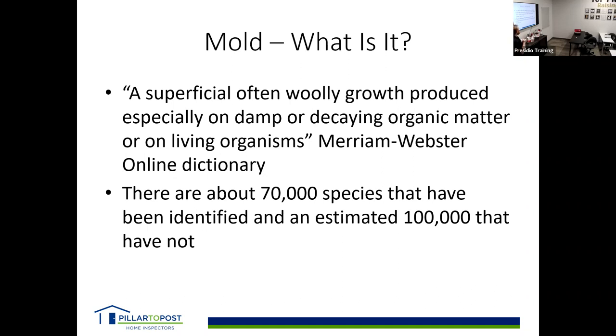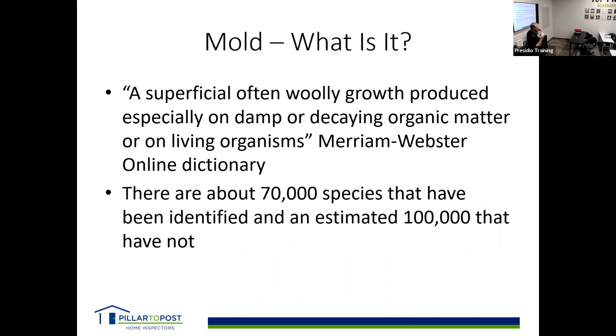Okay, so I like to just start off and set the stage for what we're dealing with when it comes to mold. This is the definition, but this is our problem that we run into, especially with real estate. Because the definition is so broad, you get lots of opinions and lots of information. If you take this definition, you can almost say that's a pretty broad definition. You could apply that definition to my facial hair because it is a woolly growth on a living organism.